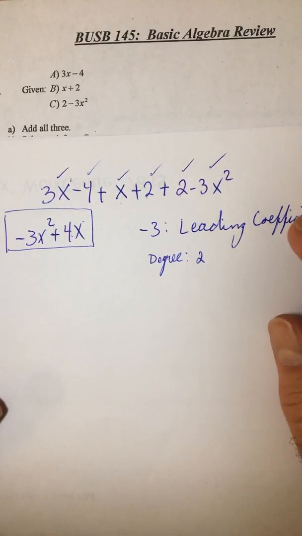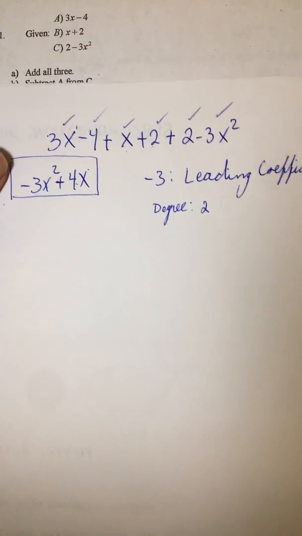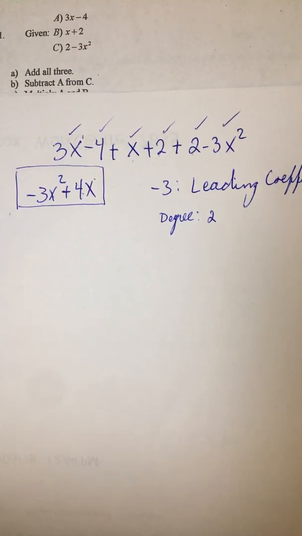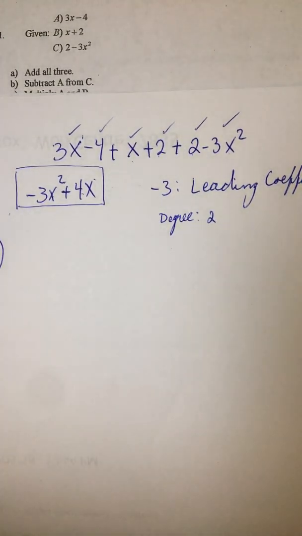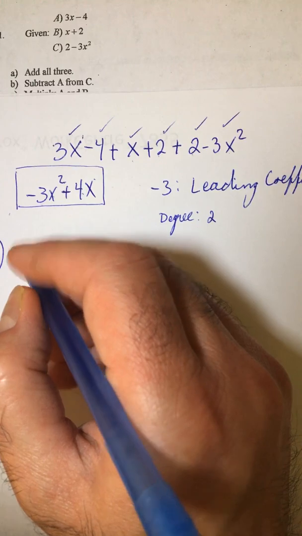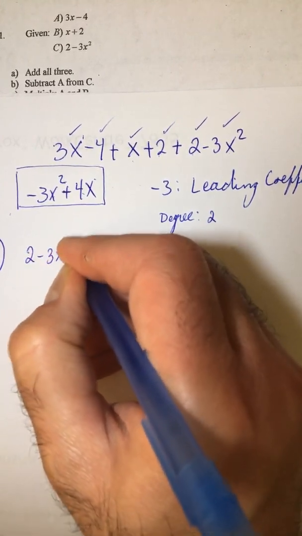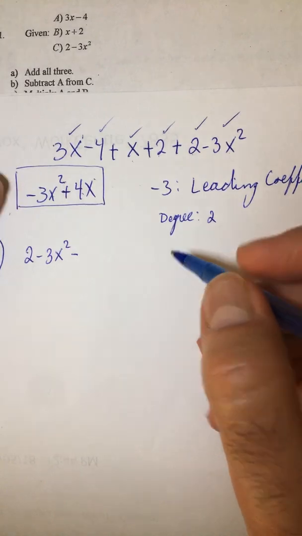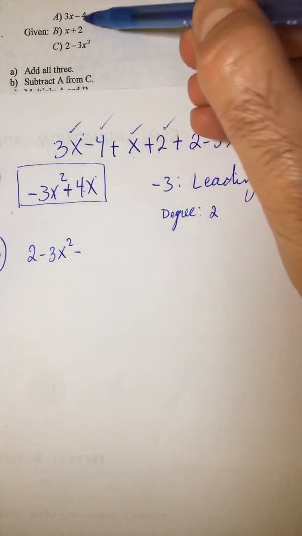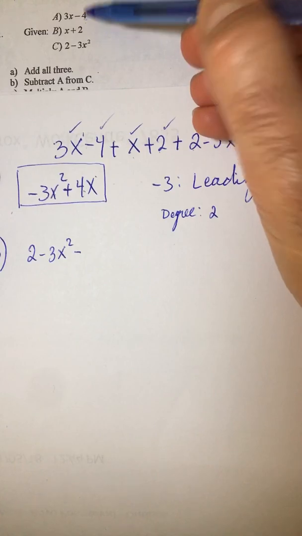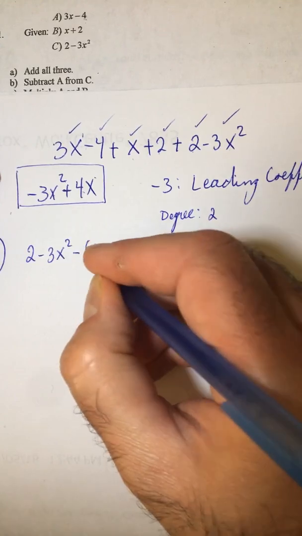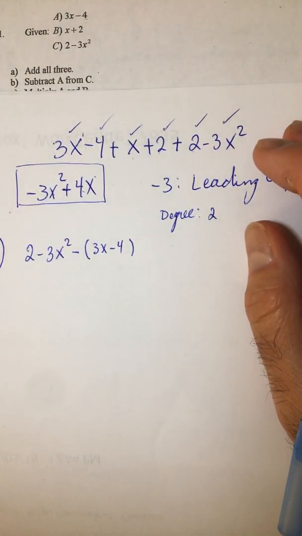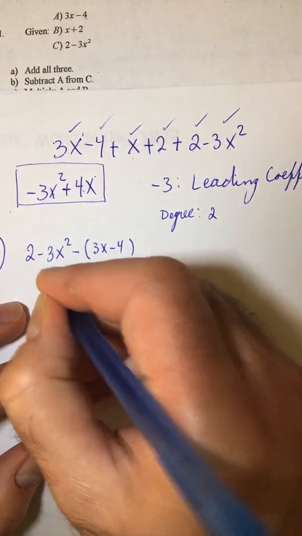All right, we'll get to some other ones. Part B, subtract A from C. So you got to be careful in this. It says A from C. So which expression comes first? C comes first because you're taking away A from it. So you're going to write 2 minus 3x squared minus, and you got to be careful here because if you notice, A has two parts or two terms. So you got to put a parentheses around there because this negative sign belongs to the whole thing. So now we are taking away A from C.